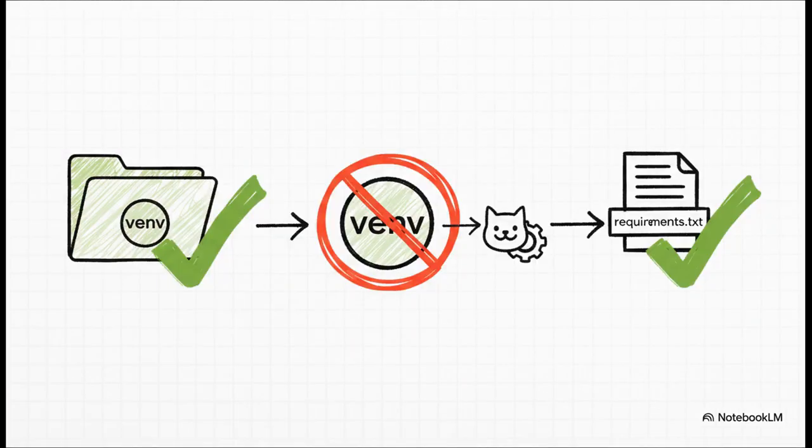So let's lay out the rules of the road. These are the non-negotiable best practices. Rule 1. New project, new venv. Always. No exceptions. Rule 2. The venv folder itself, that never ever gets committed to Git. It's huge and specific to your machine, so you add it to your .gitignore file immediately. And Rule 3, the requirements.txt file, you always commit that.